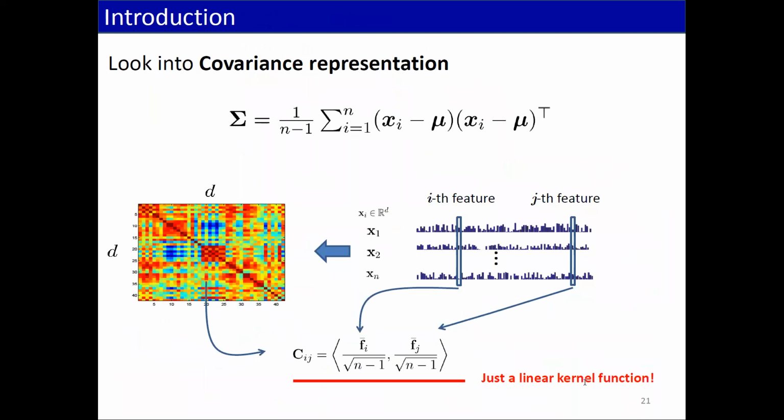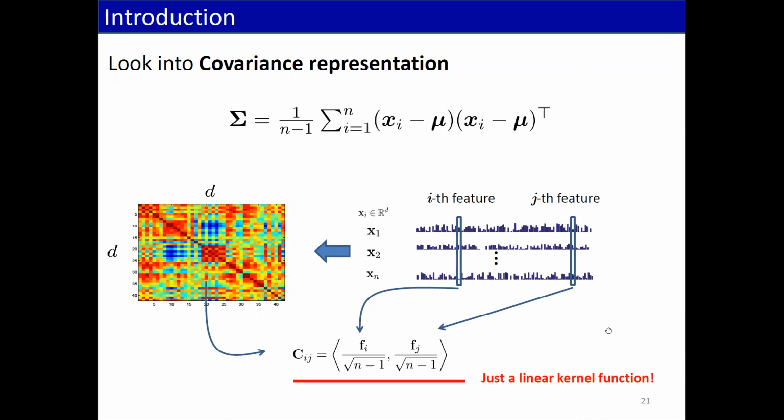Now I would like to talk about a piece of work we have done on covariance matrix. Actually, we replace the covariance matrix with a kernel matrix. If we look into the covariance representation, we can find that the i, j entry of the covariance matrix can be written as a linear function. It's just an inner product between the realizations of the i-th feature and the j-th feature.